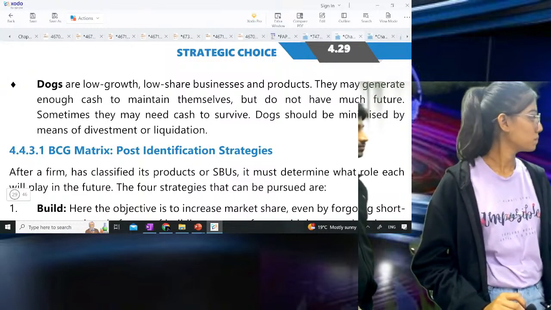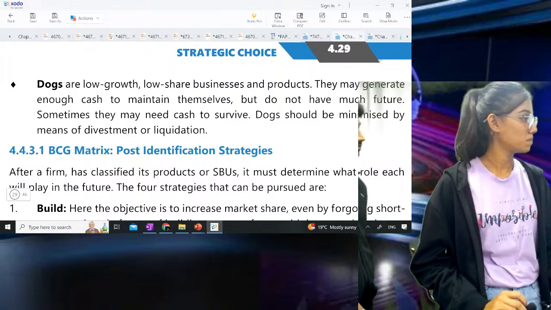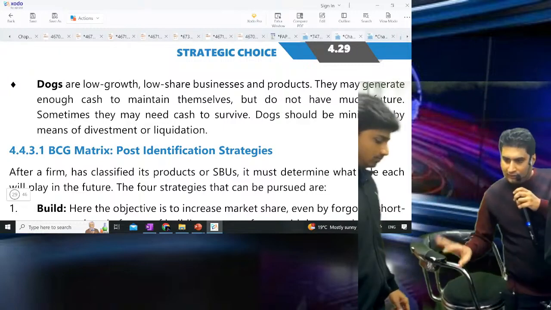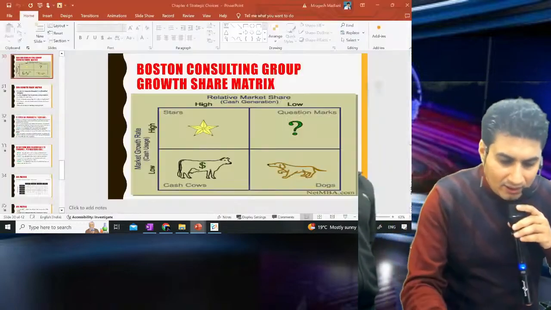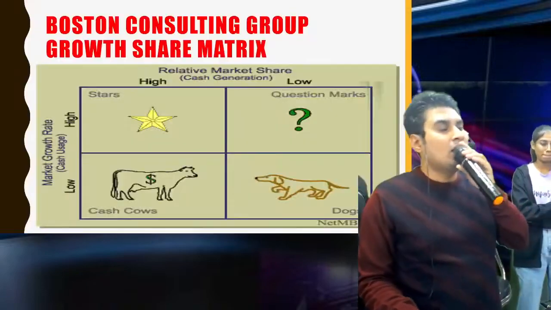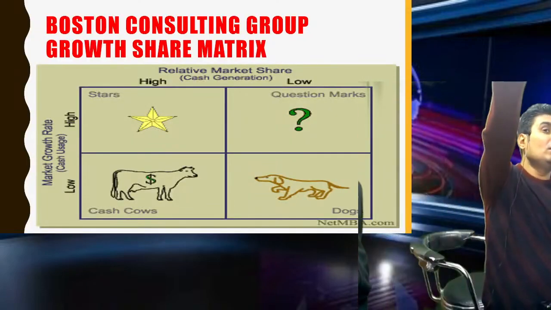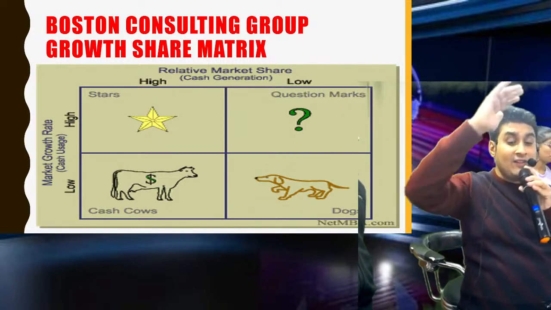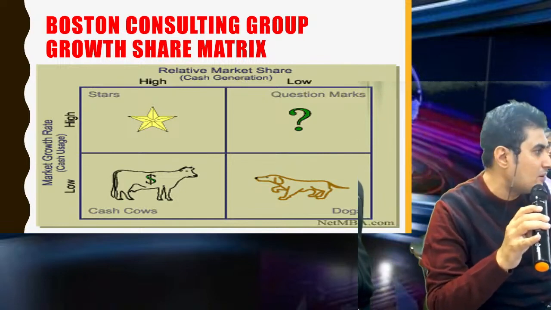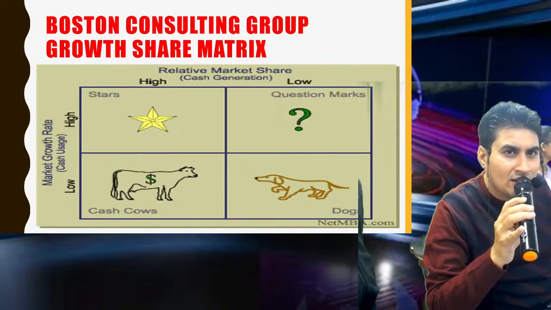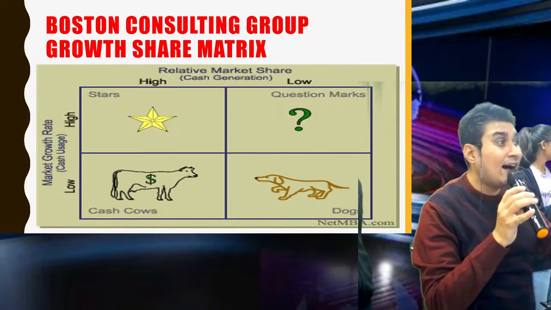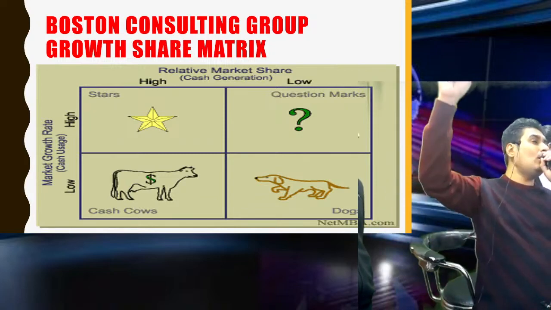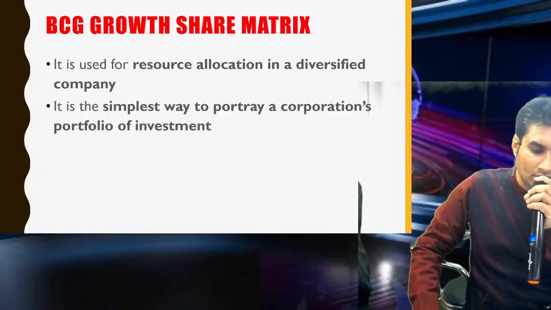Now I will explain again. First we'll revise. BCG tells you to divide your business into how many parts? Four, based on two words: market growth and relative market share. I will always speak of market growth first. High, high is star. High, low is question mark. Low, high is cash cow. Low, low is dog. Clear?